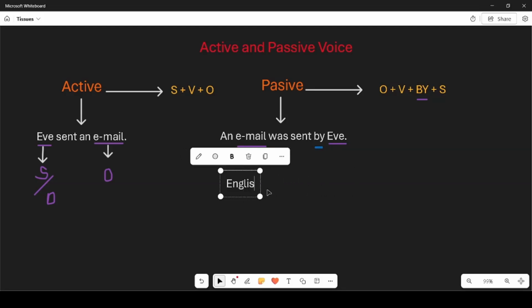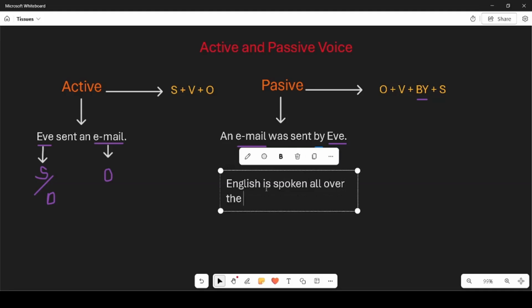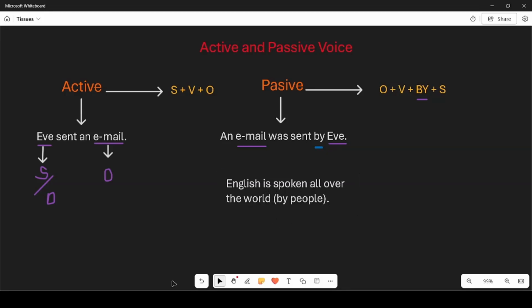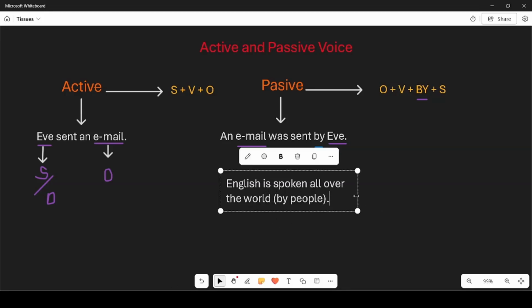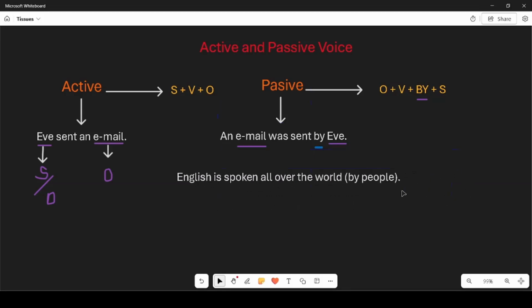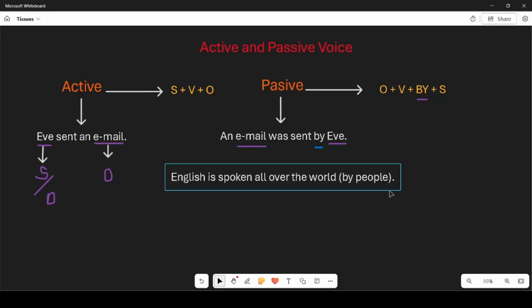English is spoken all over the world. So English is spoken all over the world by who? By the people. So this is just in brackets. You don't need to write this. We're just showing that it's by people, and we don't need to mention it, because it's obvious that English is spoken by people. Animals cannot come and speak English, right?